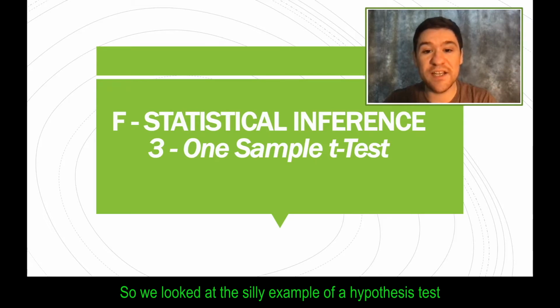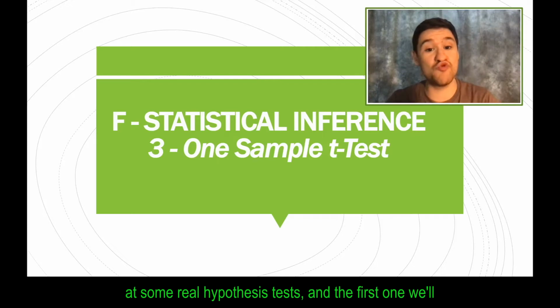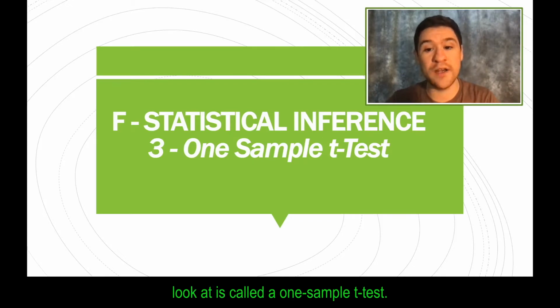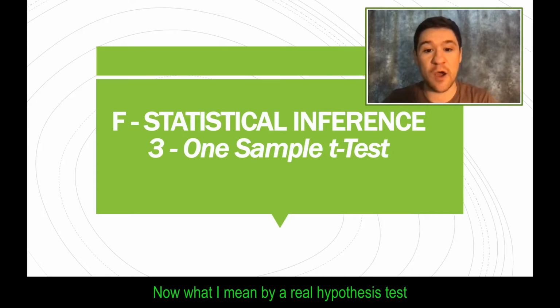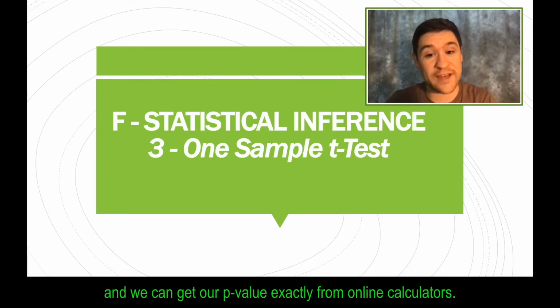So we looked at a silly example of a hypothesis test in the last video. Now let's have a look at some real hypothesis tests. And the first one we will look at is called a one-sample t-test. Now, what do I mean by a real hypothesis test? This is a hypothesis test that follows certain assumptions and we can get our p-value exactly from online calculators.